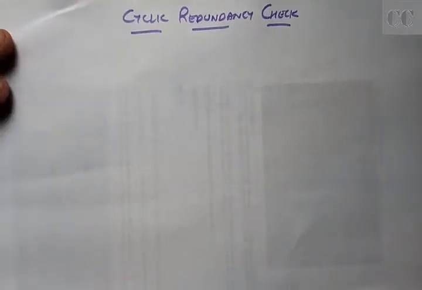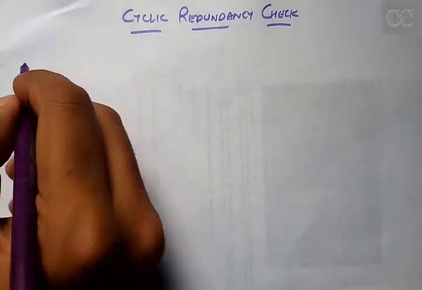Hello friends, so today we are going to discuss cyclic redundancy check. This is a mechanism used for error detection rather than correction. It is used for detection, and it was first developed in 1961.